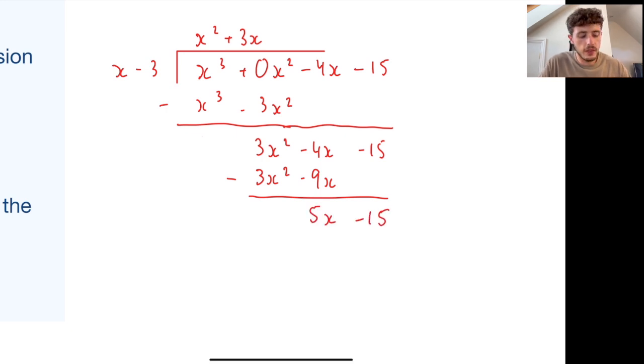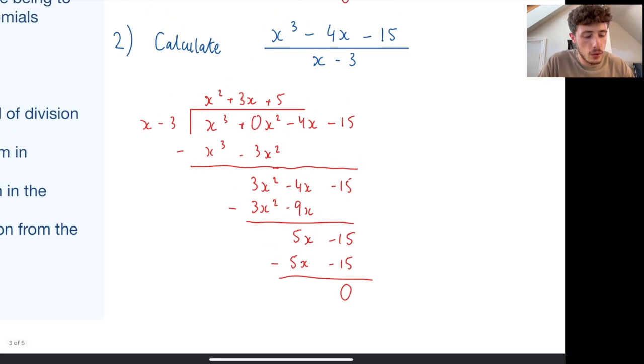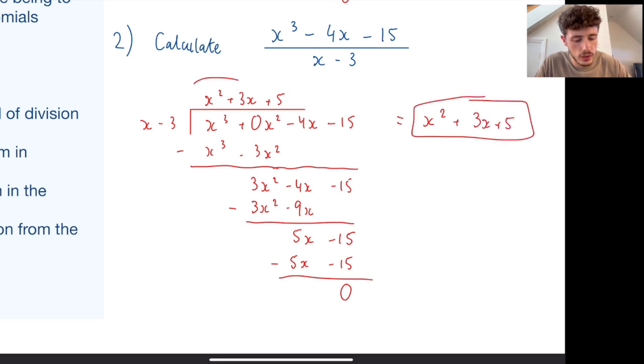And then the final time is going to be a positive 5 because then when we multiply those, we're actually going to get a 5x and a minus 15. And once we take away those two, they are exactly the same. We get a 0 remainder, so that is definitely a factor. And so our final answer here, because we're not being asked to specifically factorize it, is just x squared plus 3x plus 5, which is whatever is left on the top of the bus stop here. Obviously from there you could go down to factorize it. If it factorizes, this one does look like it might not be able to, but that is the final answer for question number 2.